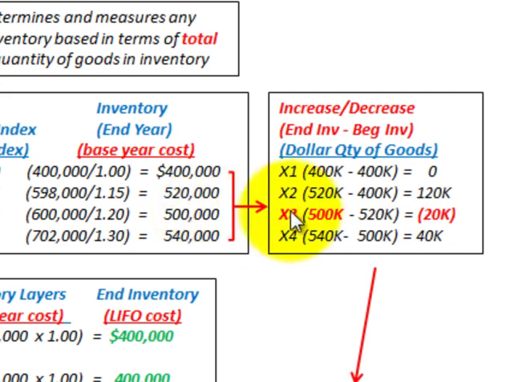Now let's look at year X3. We were sitting at 520,000 for year X2, but at the end of year X3 we're sitting at 500,000. So the difference is a decrease of 20,000. And then for year X4, we take the year X3 amount of 500,000. It increased to 540,000 for year X4, so we had an increase in our inventory of $40,000.